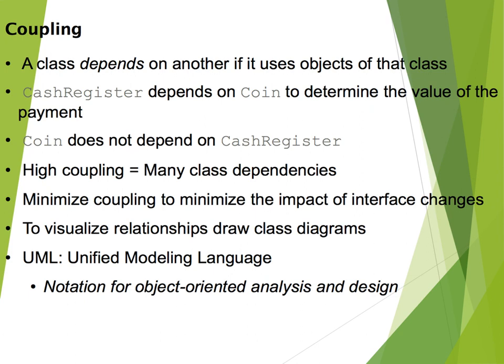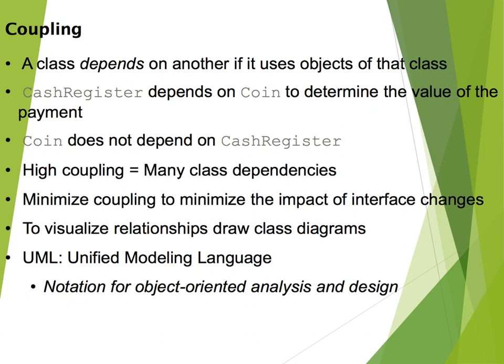So here I introduce the concept of coupling. A class depends on another class if it uses objects of that class. So in this example, since CashRegister depends on Coin to determine the value of the payment, we can say that CashRegister depends on Coin. However, Coin does not depend on CashRegister.